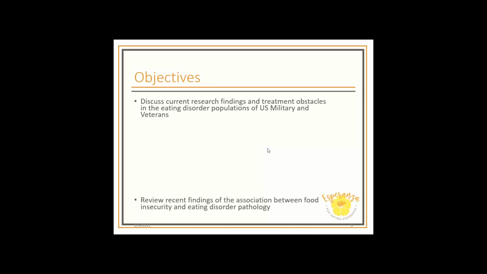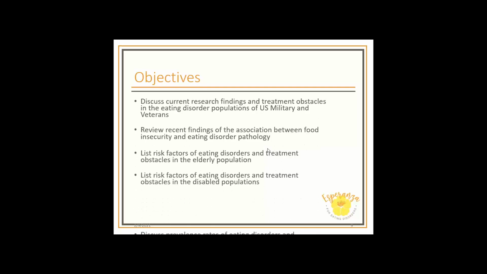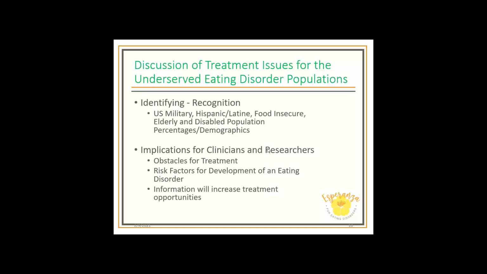Okay, our objectives today. So today in this webinar, I'm going to address these 5 underserved populations. I'll present the current findings on their prevalence rates, risk factors for developing an eating disorder, and obstacles for treatment. And I've already talked about why I think this is really important for us to have this kind of information and to serve these populations.